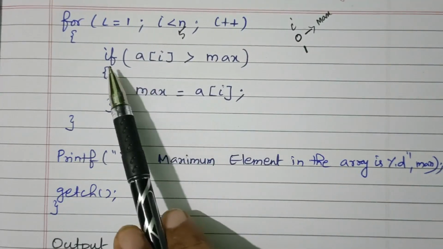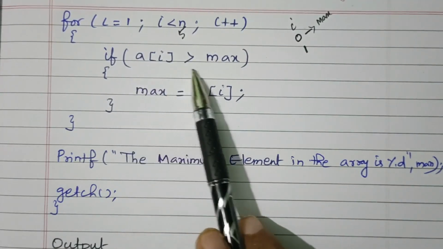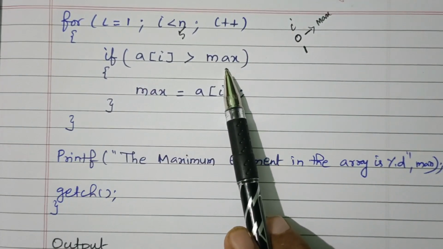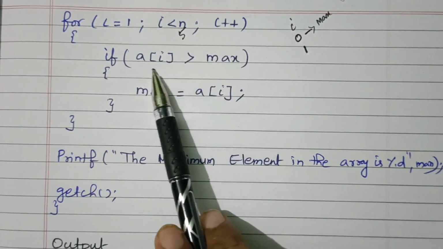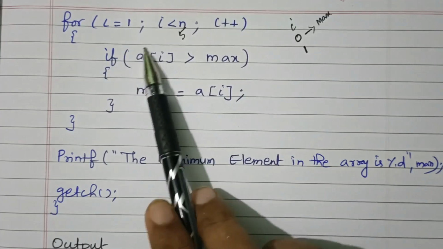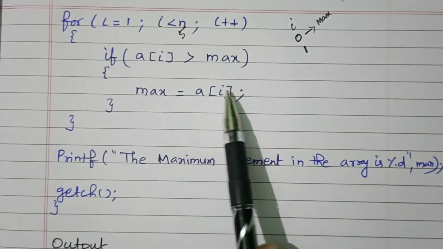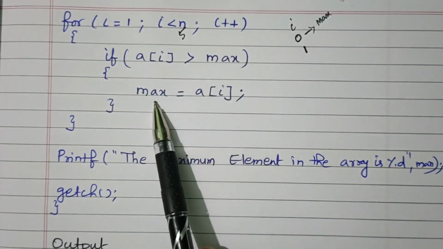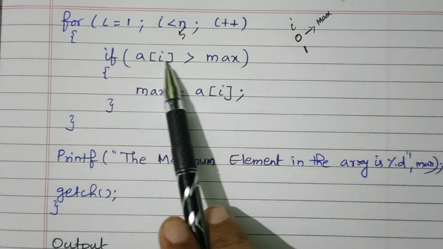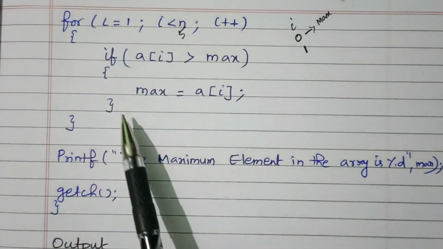1 means second number. If a of i is greater than max, that is the first number already stored in max, and this is the second number. Suppose the second number is greater than this max, then we need to store this second number as the maximum. Suppose the second number is not the maximum, it will go to the next step.